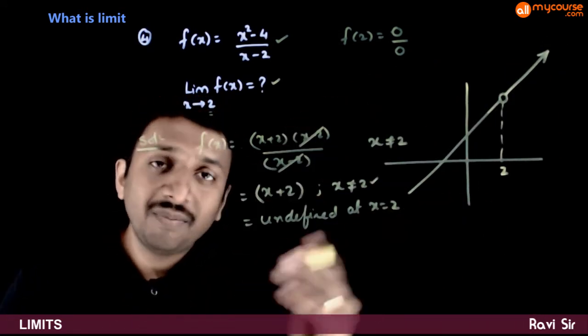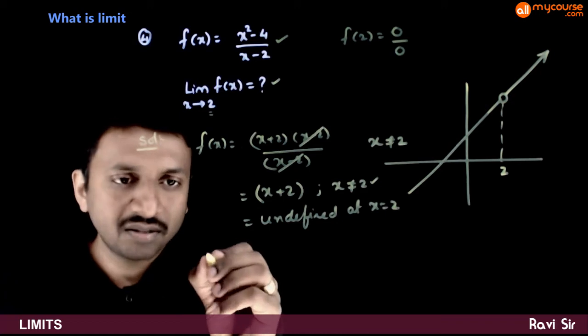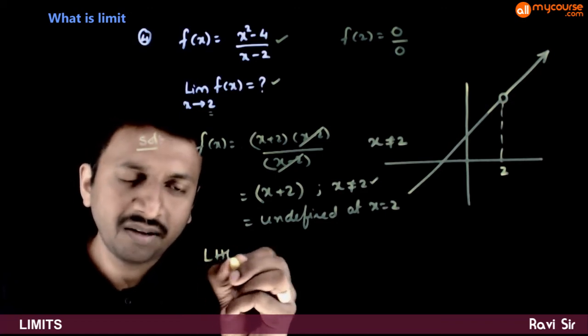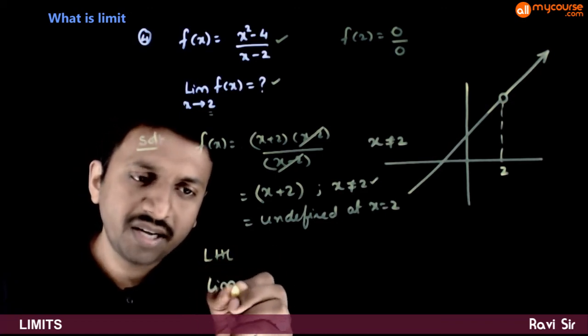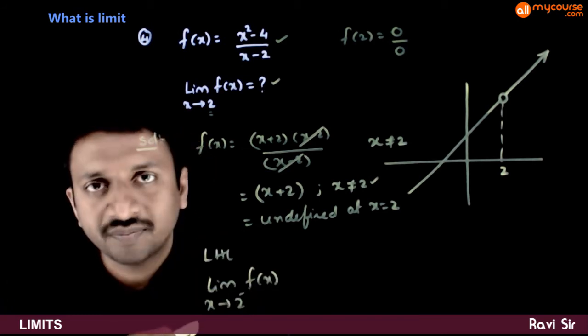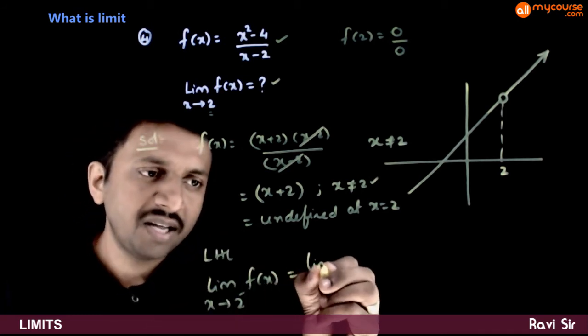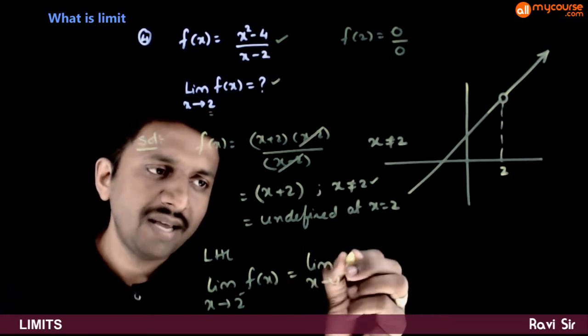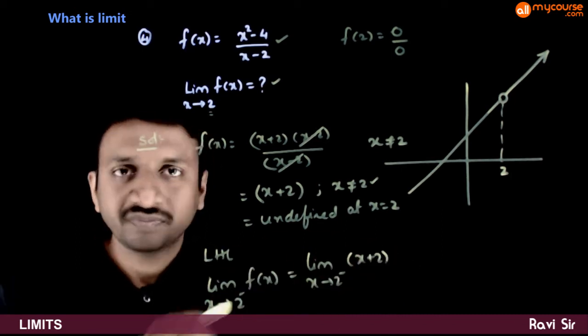So what is limit x tends to 2 f of x? Let us find the left hand limit. So limit x tends to 2 minus f of x is nothing but limit x tends to 2 minus x plus 2.